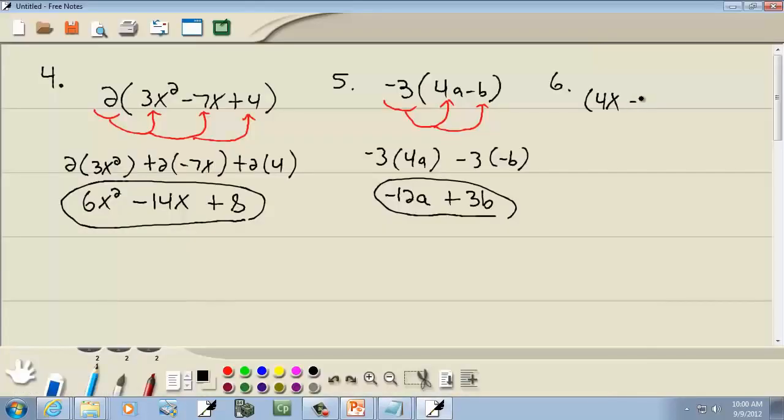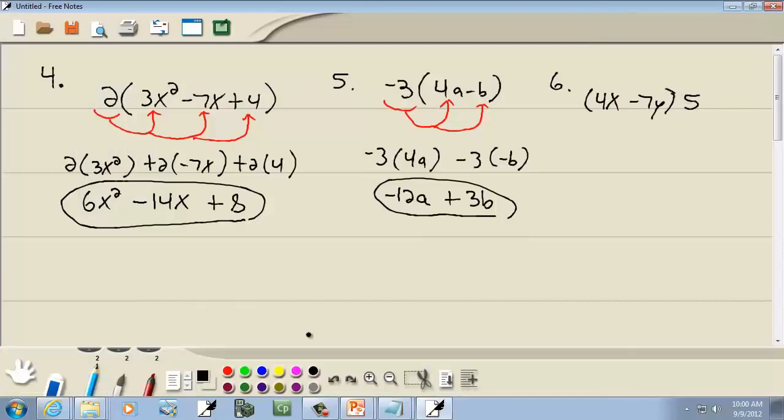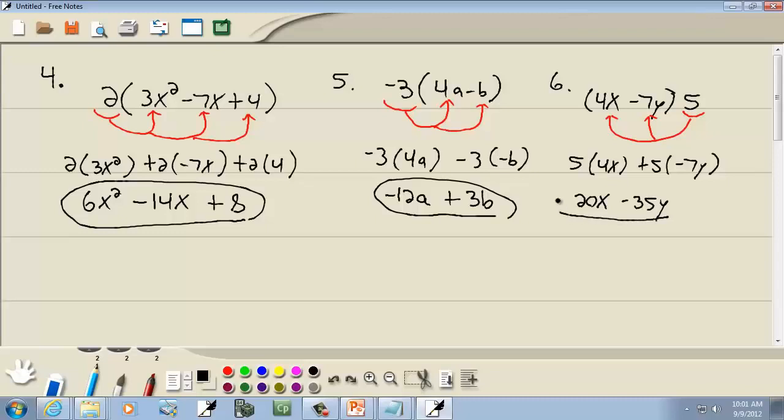Okay, so we got 4x minus 7y, and then times 5. We have a number right beside parentheses that indicates multiplication, whether it's out in front or behind. So we're going to take this 5, and then we'll put times the 4x and times the negative 7y. Whatever is separated by pluses and minuses. So we're going to take 5 times 4x and 5 times negative 7y. Well, 5 times 4 is 20, so we've got 20x. 5 times negative 7 is negative 35y.